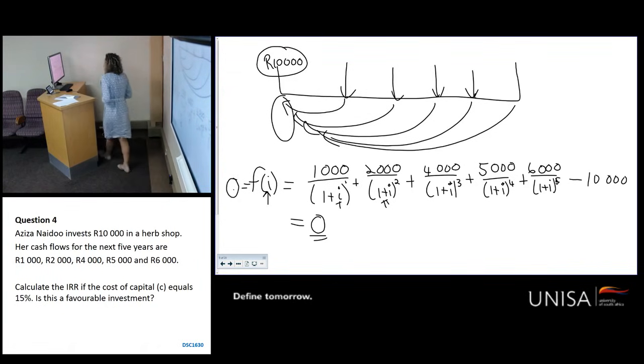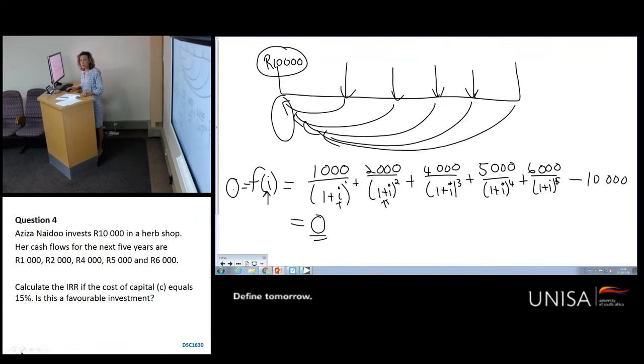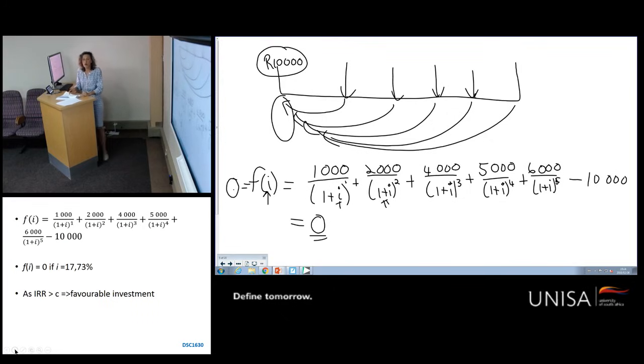And as I said, it's quite difficult to do it by hand, so you need your IRR mode on your calculator, and if you enter that into your calculator, it gives you the answer of 17.73%. Go back to your booklet on your calculator under additional resources, or go back to your DVD and watch the DVD on how to enter those values to get to an answer of 17.73%.